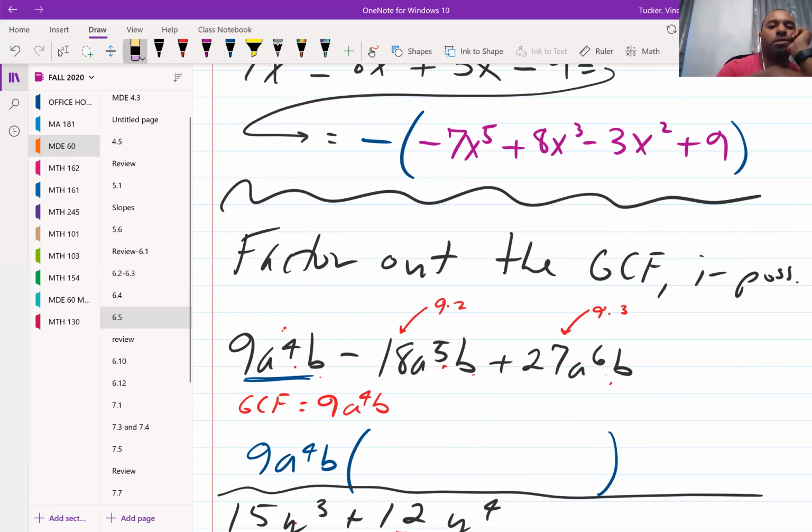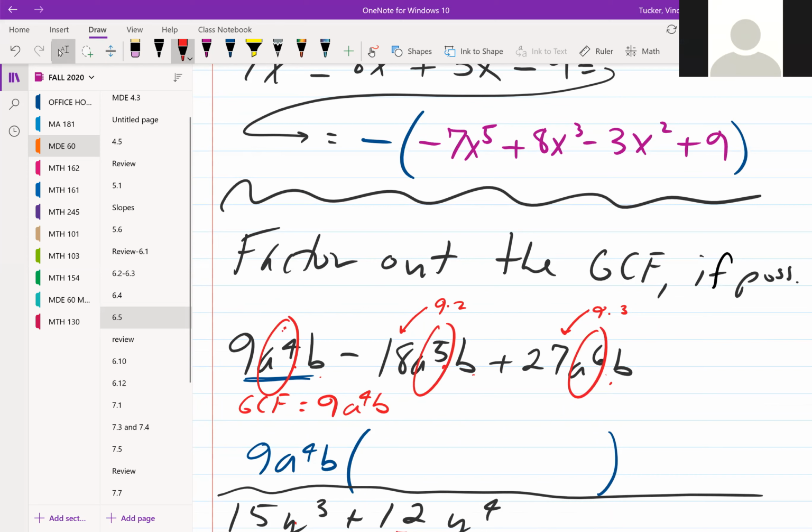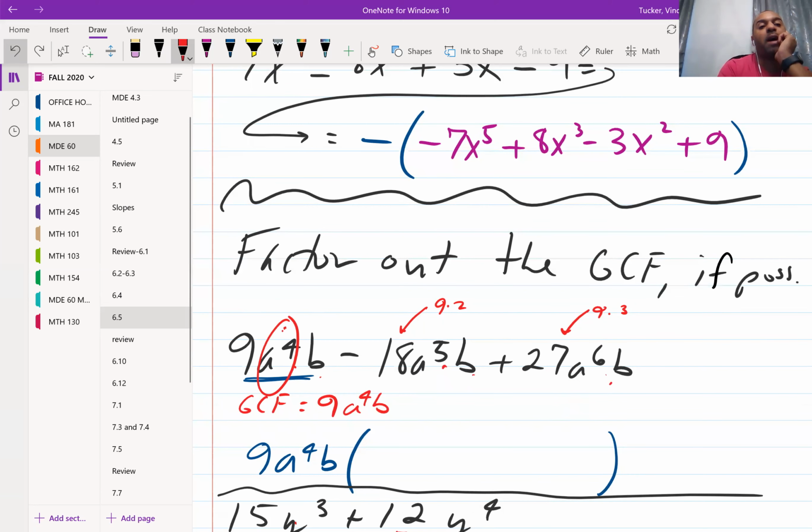Make sure we're all right. 9a to the 4th b. We have 4 A's here, 5 A's here, 6 A's here. So why don't you count all of them? Well, you can only pull out what's in common with each. If I have 4 A's in the first term, but 5 in the next and 6 in the next one, the most I can pull out of each is 4 A's. I can't pull 6 A's out of this because there's only 4 of them there. Oh, I got it. Okay.